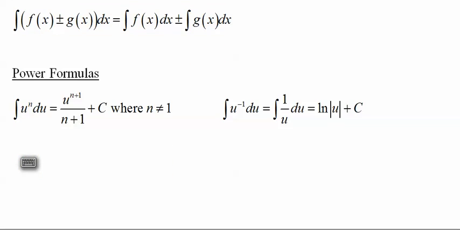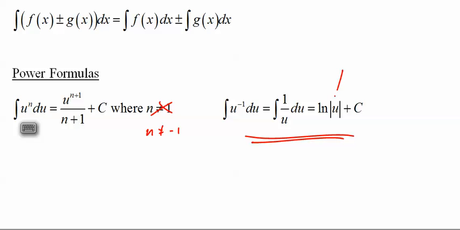This is the formula I've been waiting to see for quite some time for antiderivatives. Add 1 and then divide by it. Don't forget your c. N cannot equal negative 1, because this is when we have a negative power. It's natural log. Don't forget your absolute values, because it doesn't work otherwise.